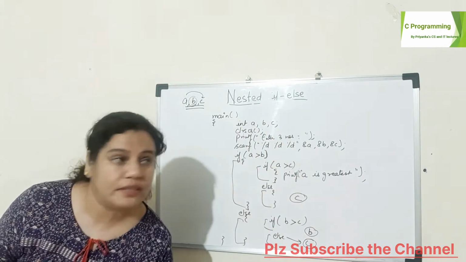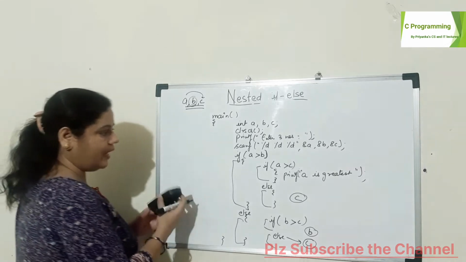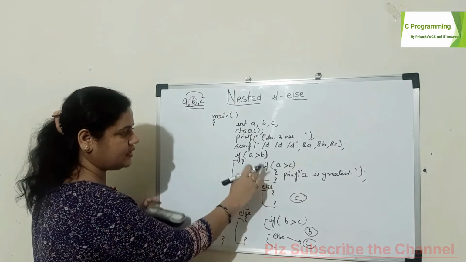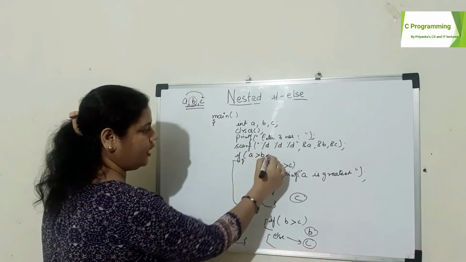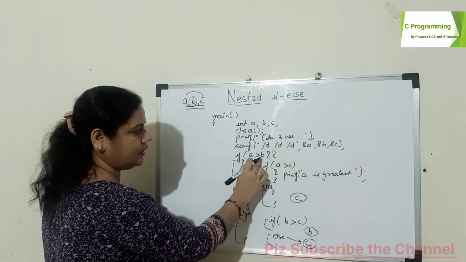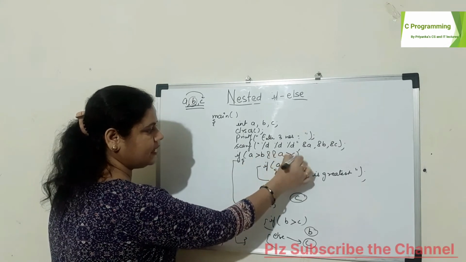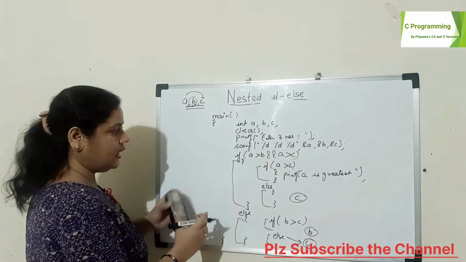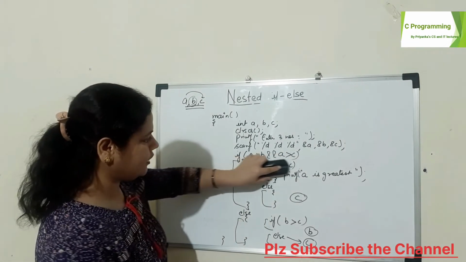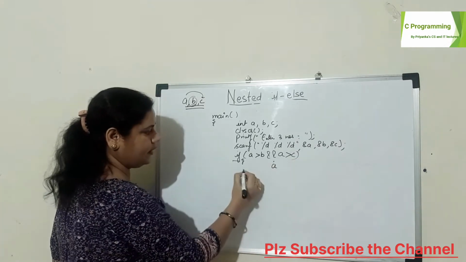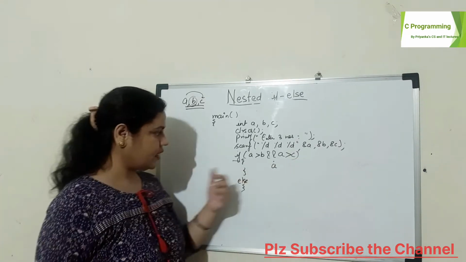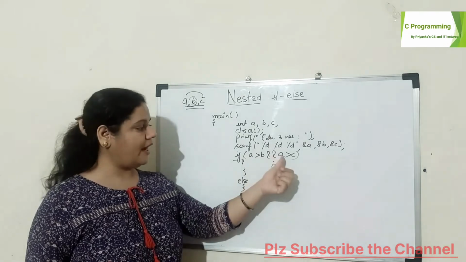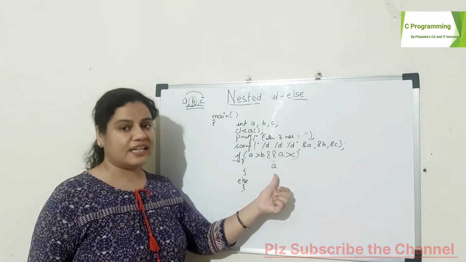You can do it with and operator also. Like, instead of checking like this, you can check here if A is greater than B and A is greater than C. Then you need to print what? A. Else. If A is greater than B and A is greater than C, it means A is greatest number.